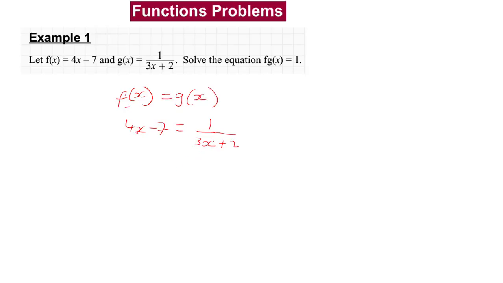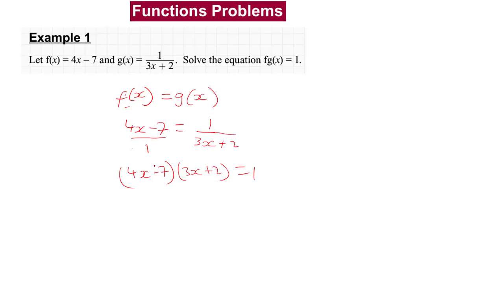Now, 4x minus 7 can be written as a fraction with 1 at the bottom. And all you need to do is to cross multiply them. So I'm going to have 4x minus 7 bracket 3x plus 2, and all this equals 1, because you multiply in that and we multiply in that 1.